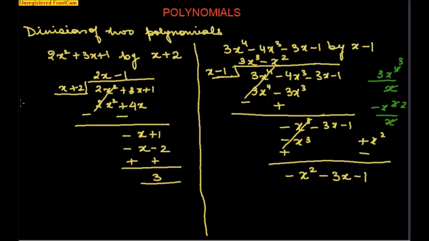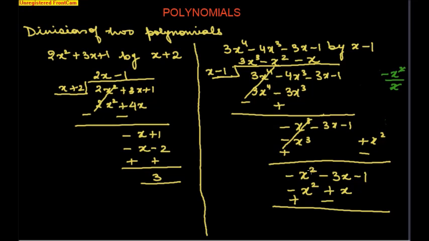Now again I am taking the first term here, which is minus x square. So I write down minus x square upon x. When you cancel, you get minus x. So the third term of your quotient is minus x. You get minus x into x is minus x square. Minus x into minus 1 is plus x. Plus minus, this gets cancelled. When you subtract this, you get minus 4x minus 1.